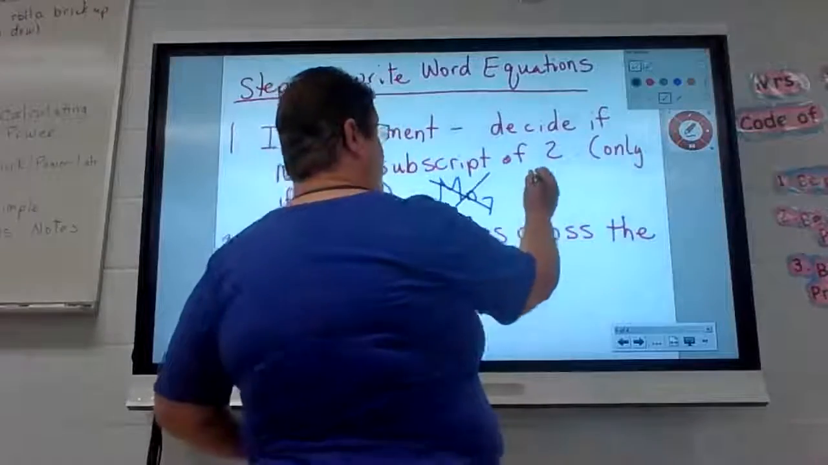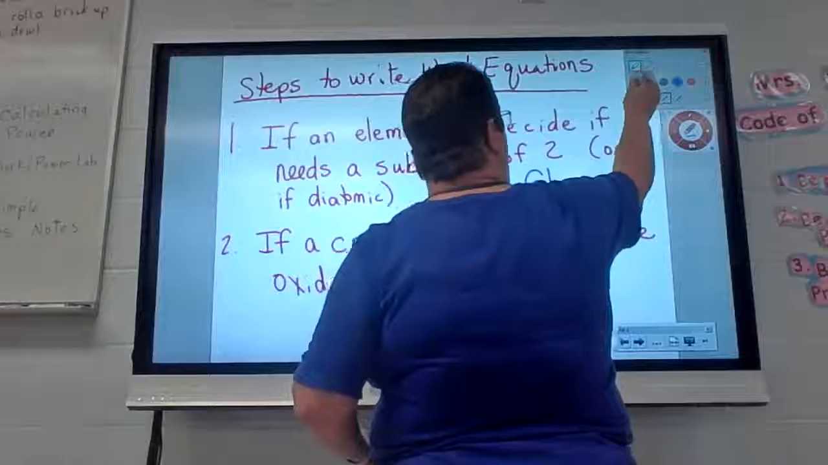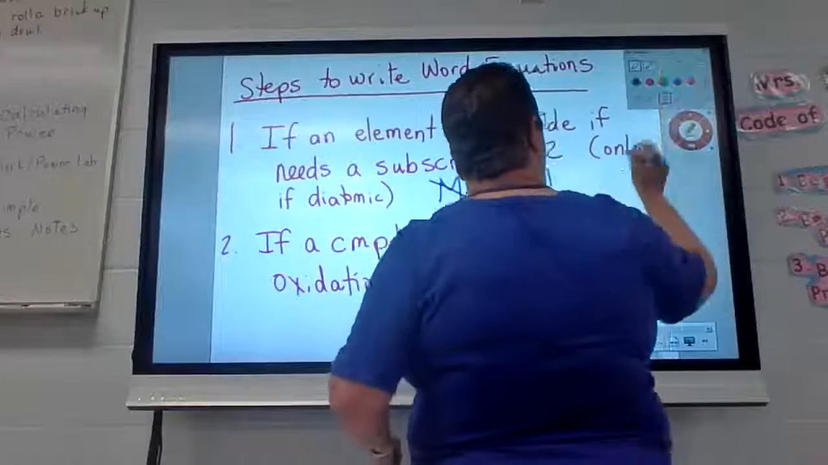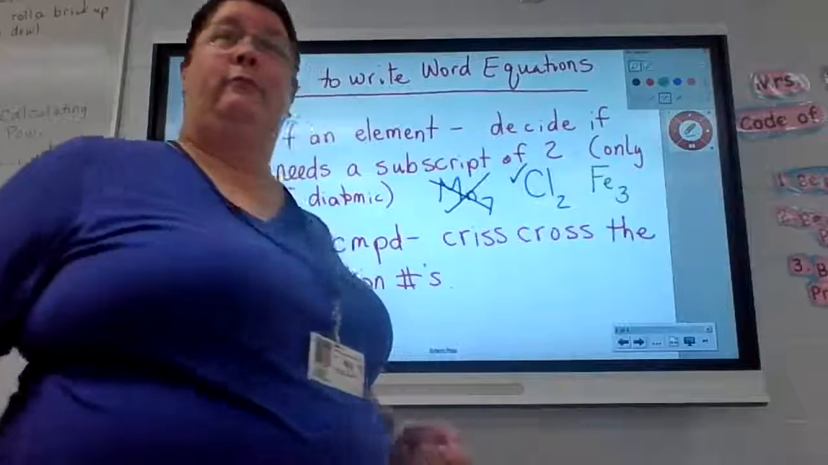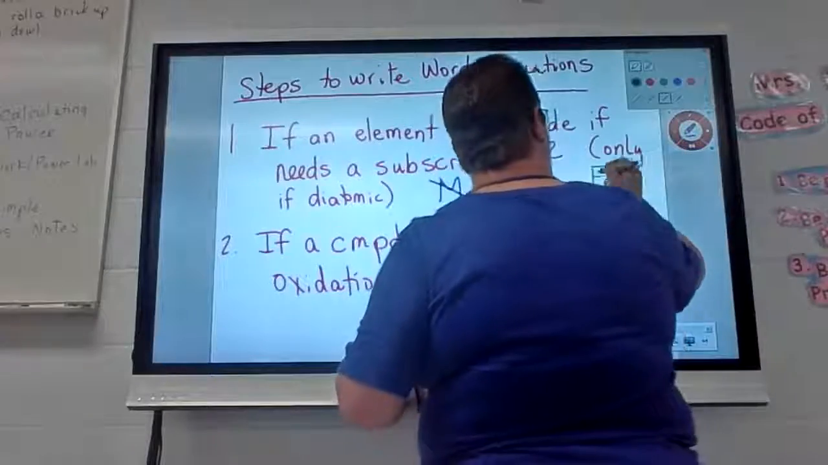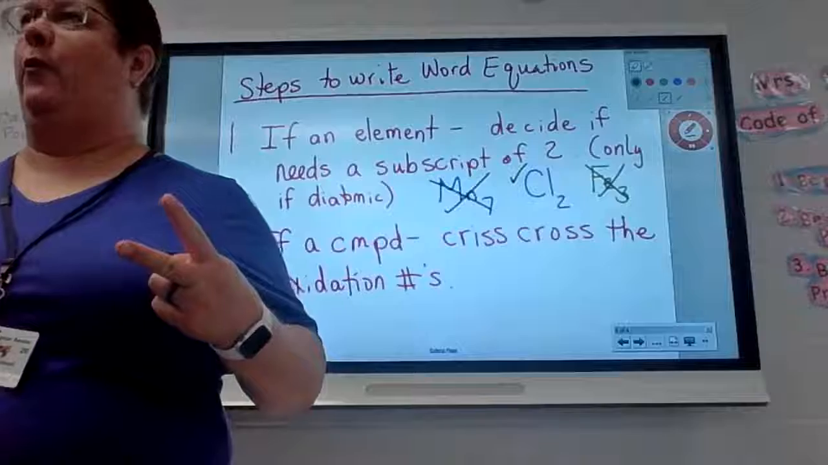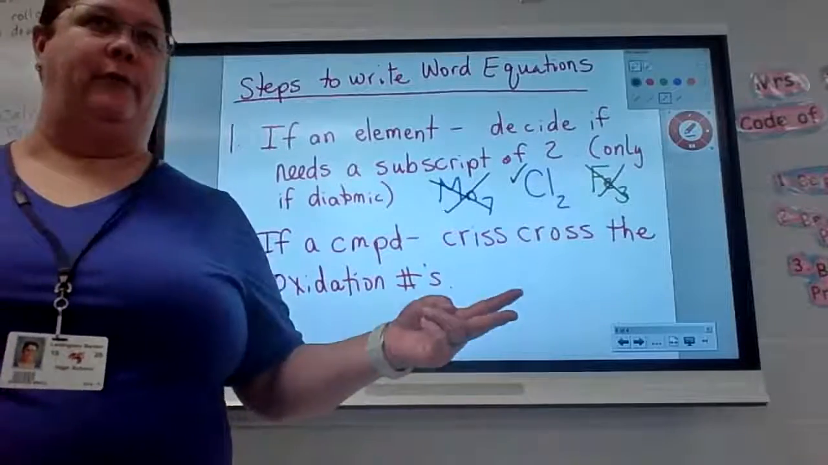You could have Cl with a subscript of 2. That's okay. If I say iron 3, can you have Fe with a 3? Wrong. The only subscript you can have is a subscript of 2, and it has to go with a diatomic. It's the only thing that's allowed.